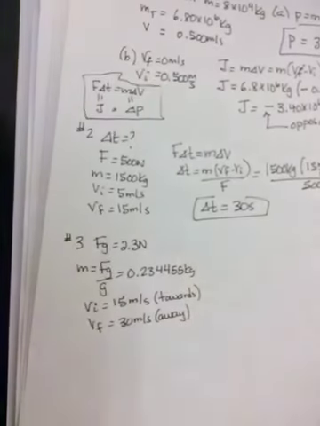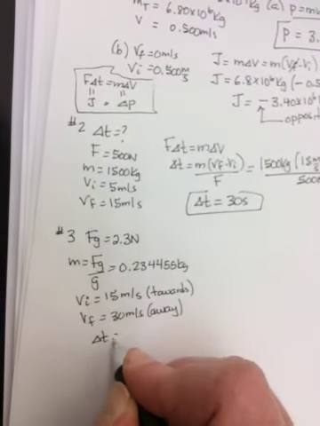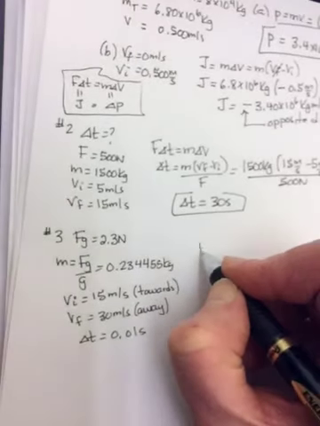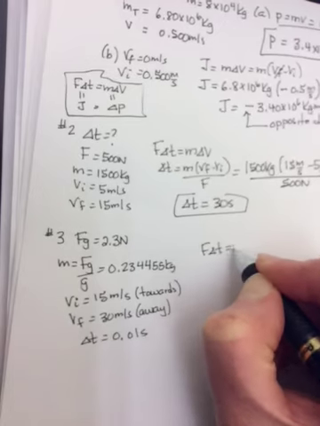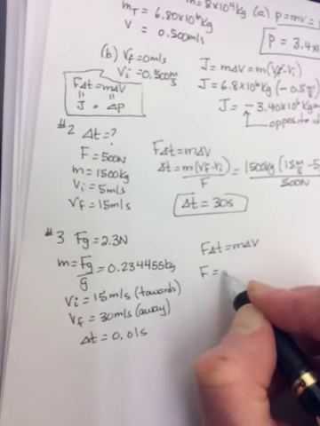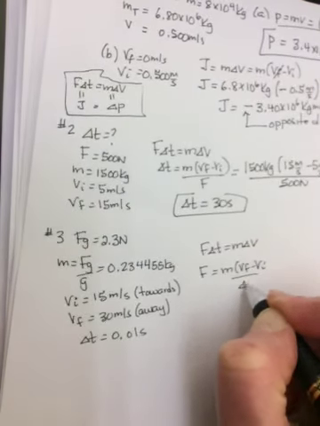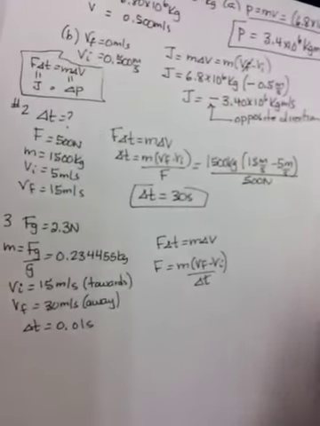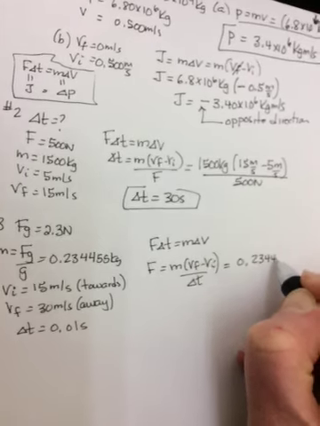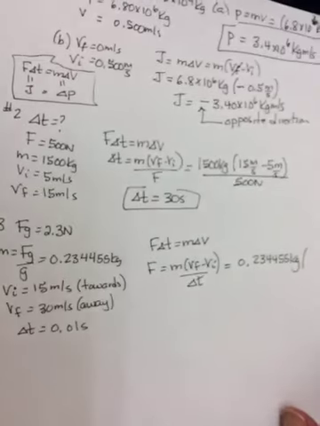Find the force exerted by the bat if the blow lasts for 0.01 of a second. So delta T is 0.01. Again, you're going to do F delta T is equal to M delta V, and this time you're looking for F. So F is equal to M (VF minus VI) over delta T. M is 0.234455, and of course, we kept those numbers in the calculator, so we'll have them.